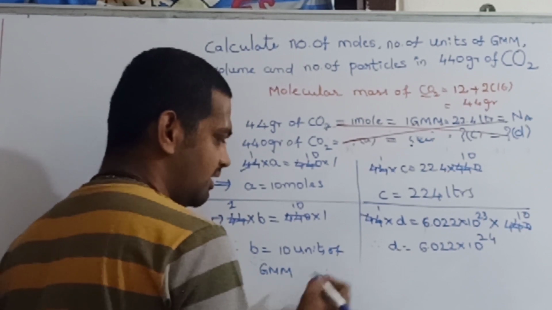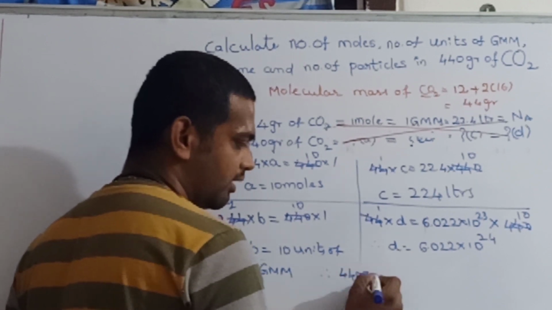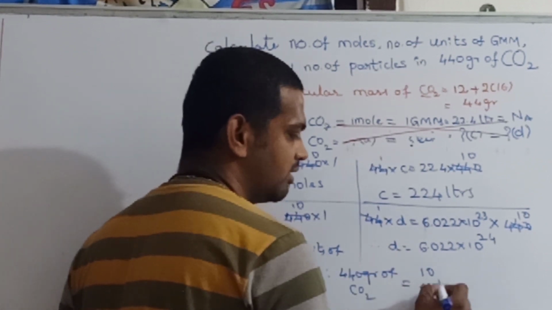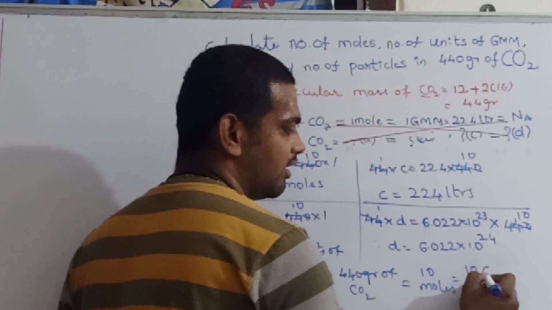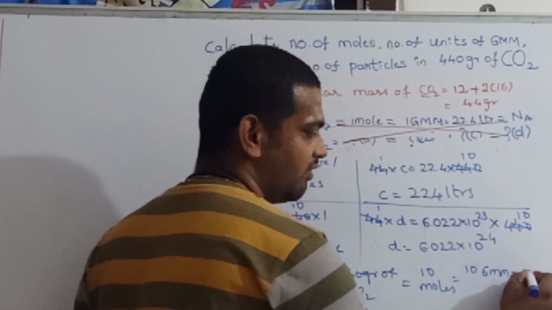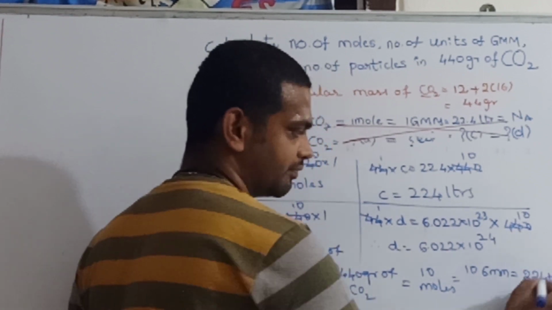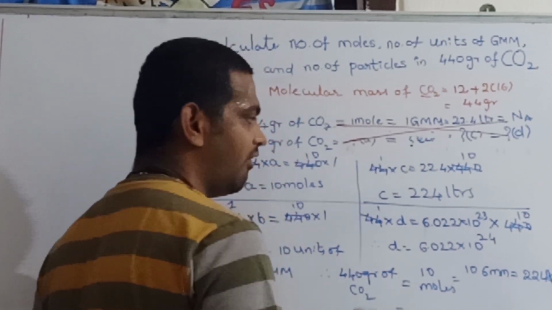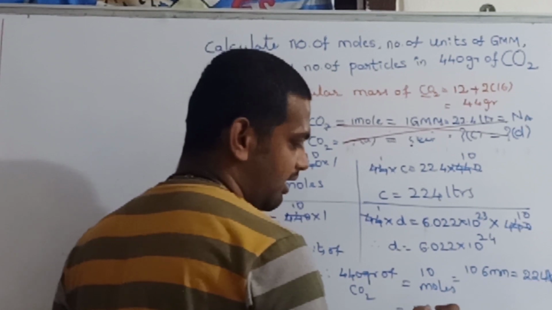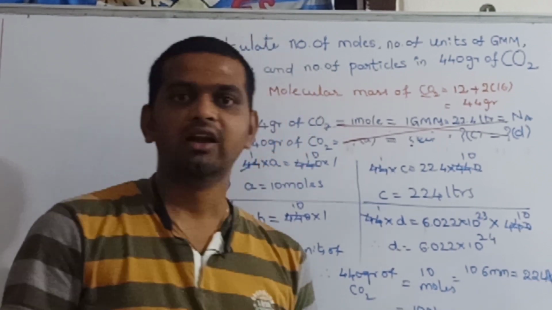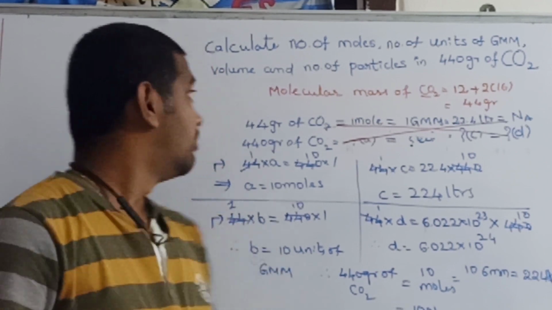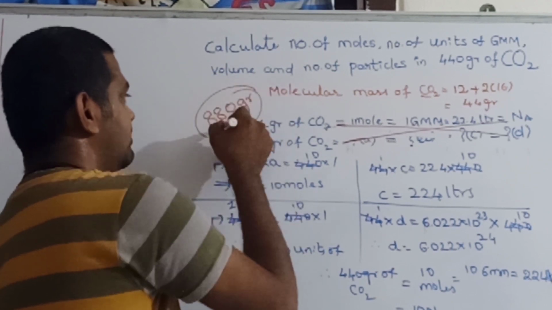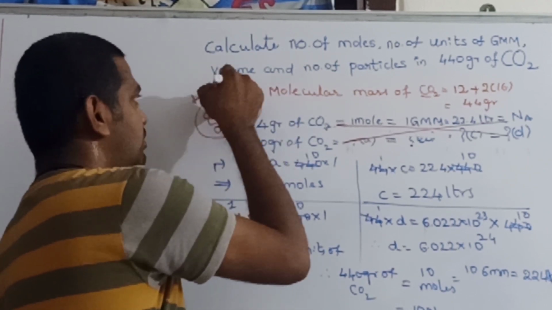Therefore, what is our answer? 440 grams of CO2 consists of how many moles? 10 moles, which is equal to 10 gram molecular mass, which consists of 224 liters. And in the same way, which consists of how many particles? 10 Na particles. In a similar way, do the same problem using 880 grams of CO2. This is your homework, children.